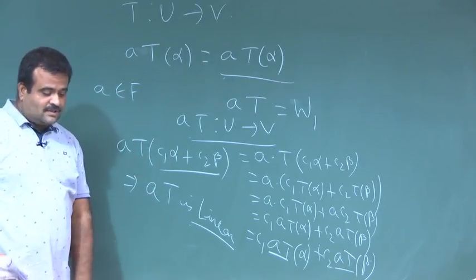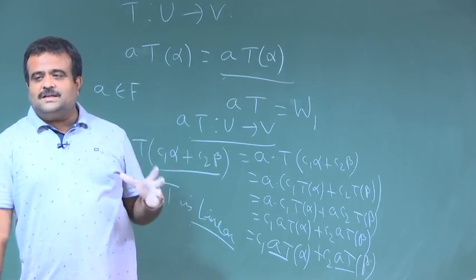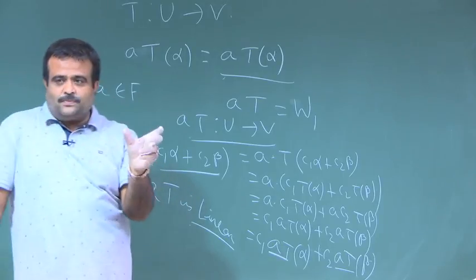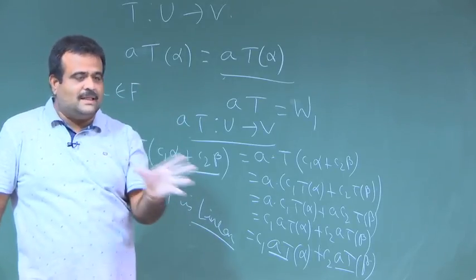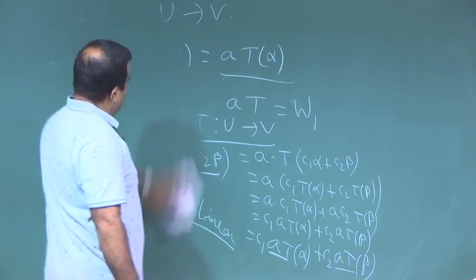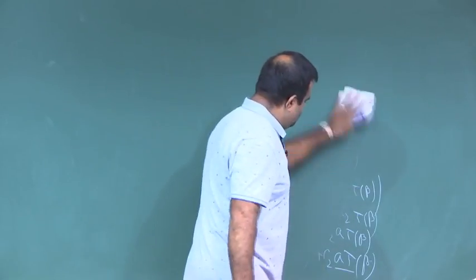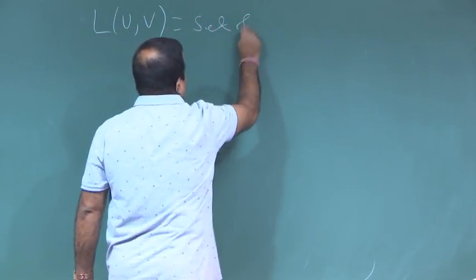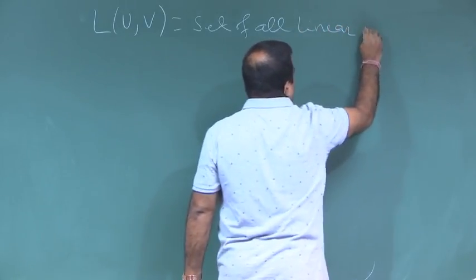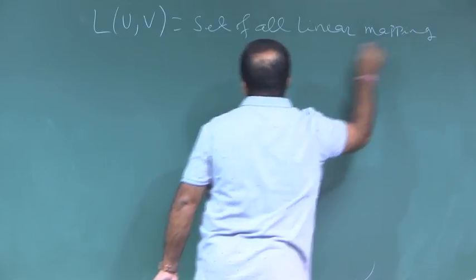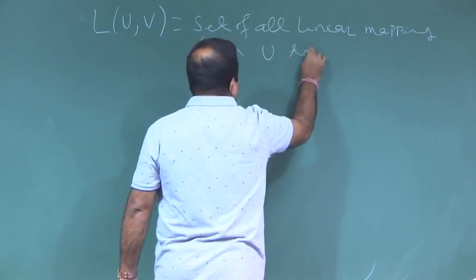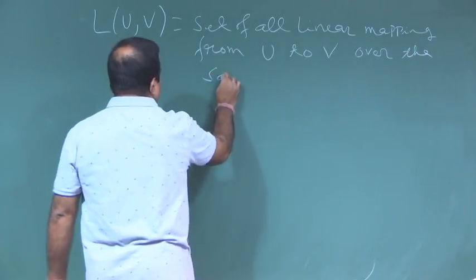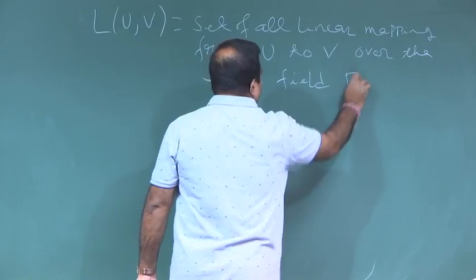Okay. Now, it is time to see whether this set of all linear transformations will form a vector space over the same field F under these two operations, the plus of two linear transformations and the scalar multiplication. That is the space called L(U,V). So, L(U,V) is the set of all linear mappings from U to V, from two vector spaces U and V over the same field F.